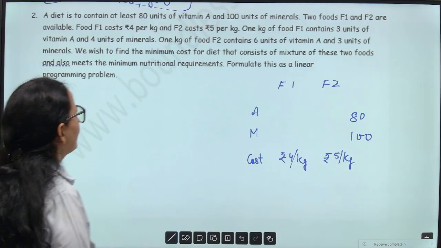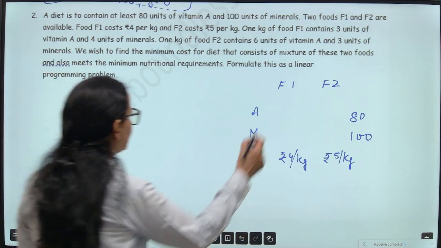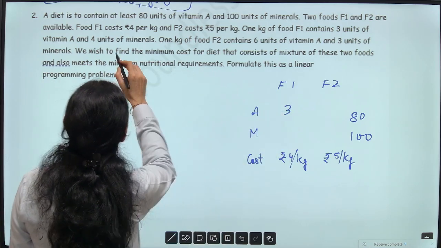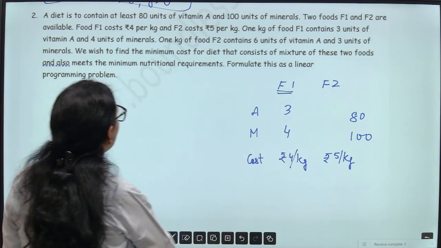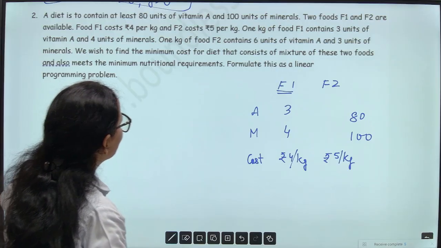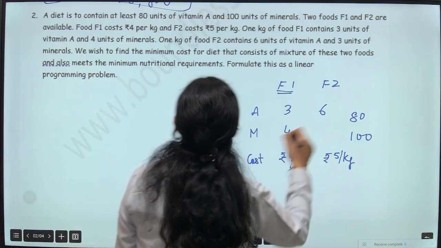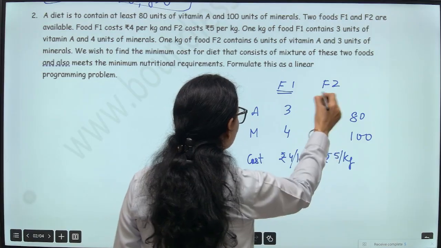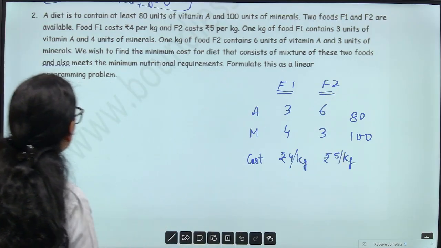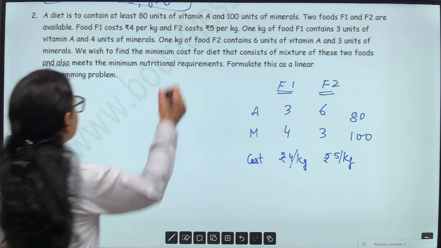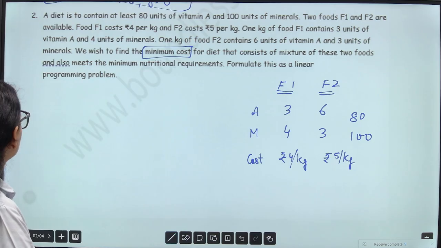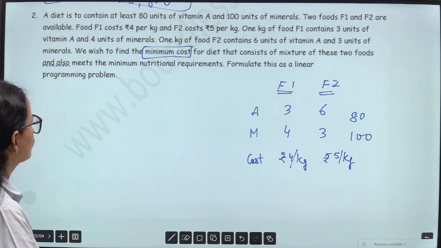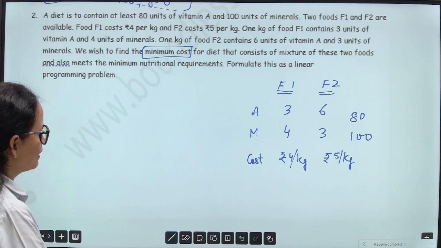1 kg of F1 contains 3 units of vitamin A and 4 units of minerals. 1 kg of food F2 contains 6 units of vitamin A and 3 units of minerals. So that is the composition of F2. We wish to find the minimum cost for the diet that contains a mixture of these 2 foods and also meets the minimum nutritional requirements. Formulate this as an LPP.